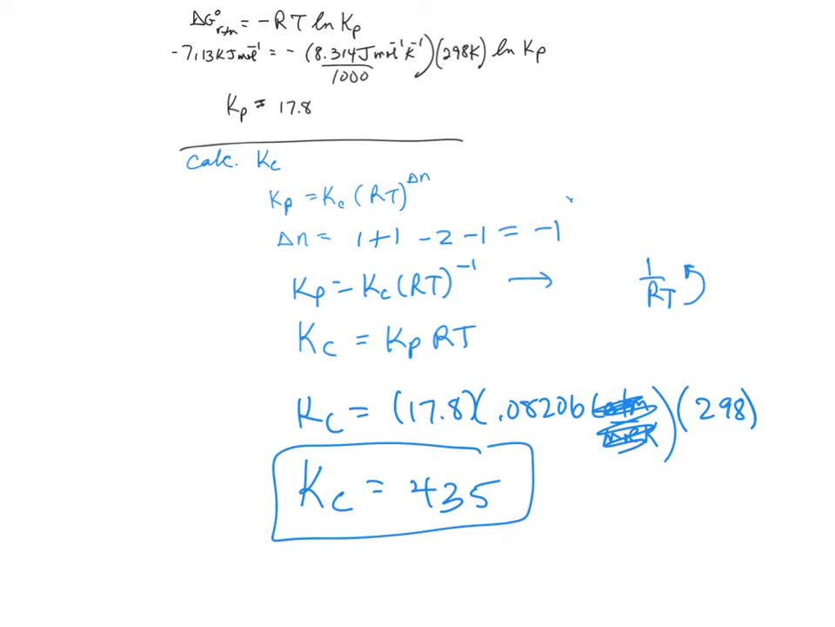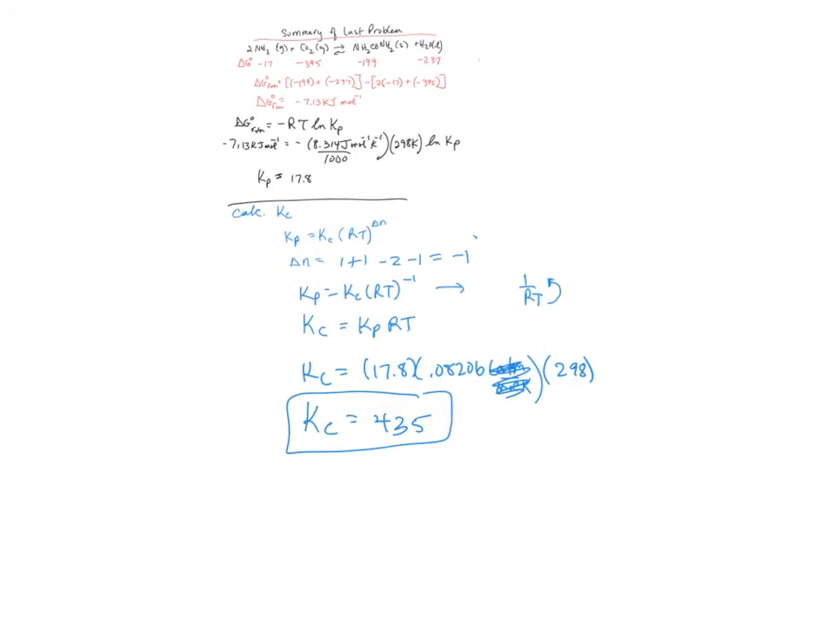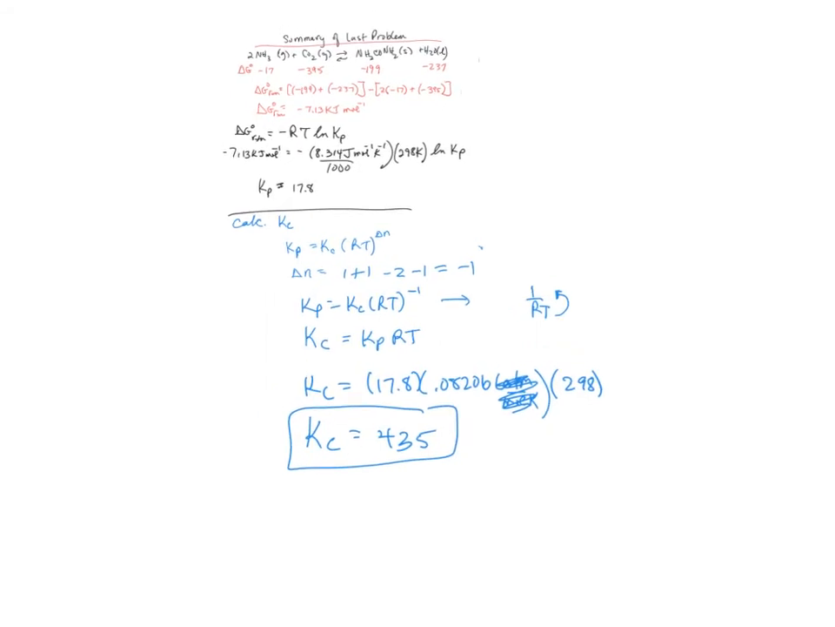All right, so we have values of delta G and K. Delta G is negative 7.13, Kp is 17.8, and Kc is 435. So I want to go back now to the criteria that we talked about for spontaneity for equilibrium constant K, and compare that to our delta G now.